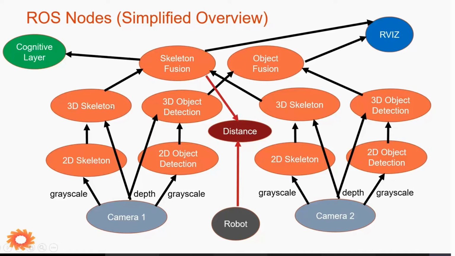The next step is the 3D skeleton and 3D object detection nodes, which subscribe to the 2D information already obtained. They subscribe to the depth image and place the 2D coordinates into a 3D scene and publish that information again in the ROS framework. This allows for the results from different cameras to be fused into one final skeleton or object detection box. This final result gets published and will be used by the cognitive layer, or also it can be used by the visualization of ROS to inspect the results.